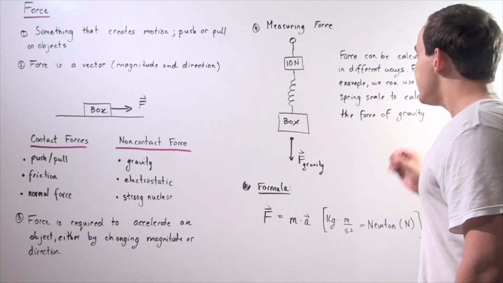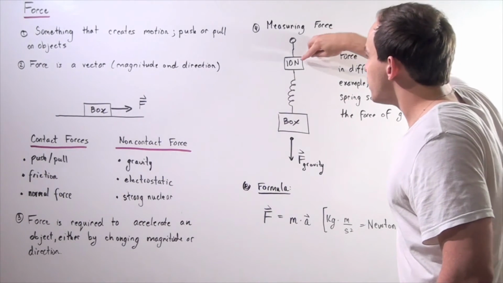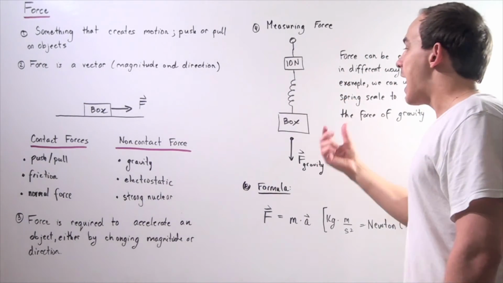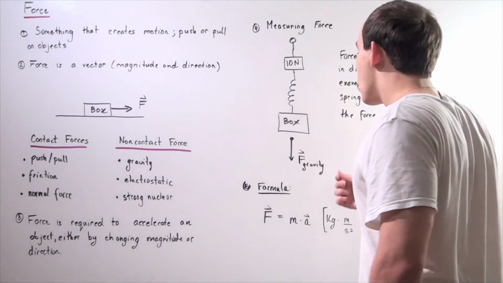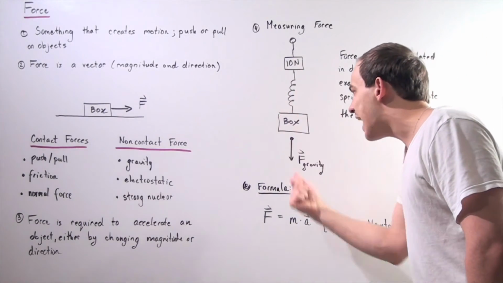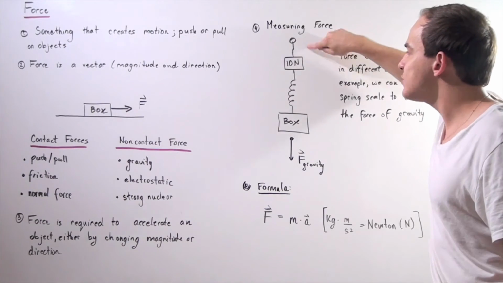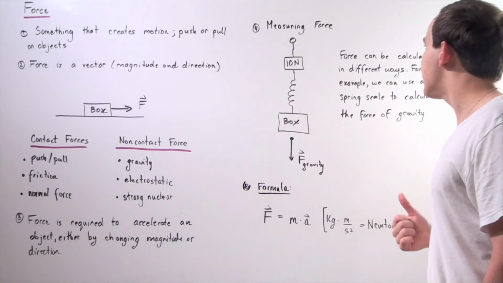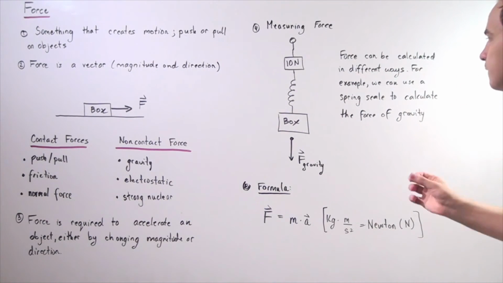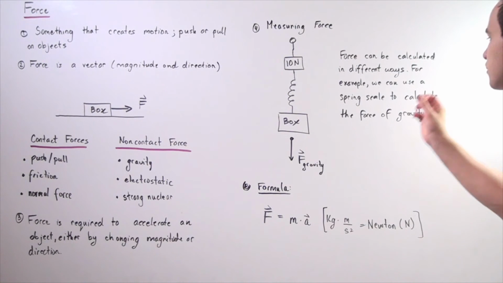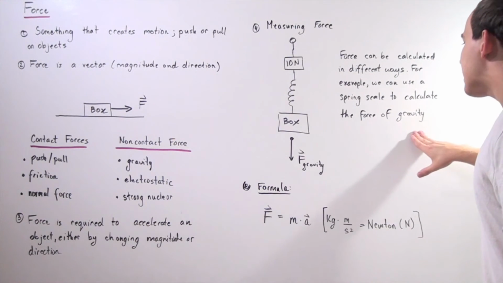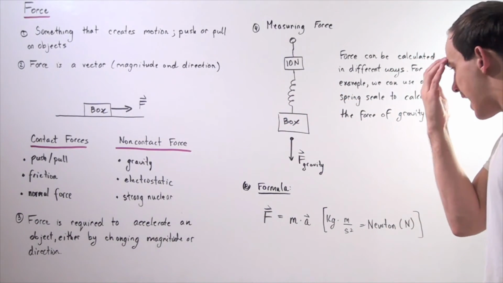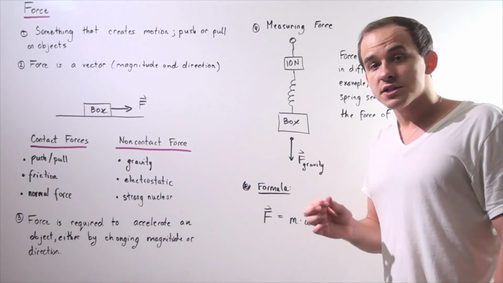Let's suppose that we have a spring scale. So the spring scale actually reads, it tells us how much force this box creates. So gravity acts on this box, pulling it downward, creating a force, and the reading is read on this spring scale, and it tells us how much of a force we have. So force can be calculated in different ways. For example, we can use a spring scale to calculate the force of gravity, the force that gravity exerts on our mass, this box.